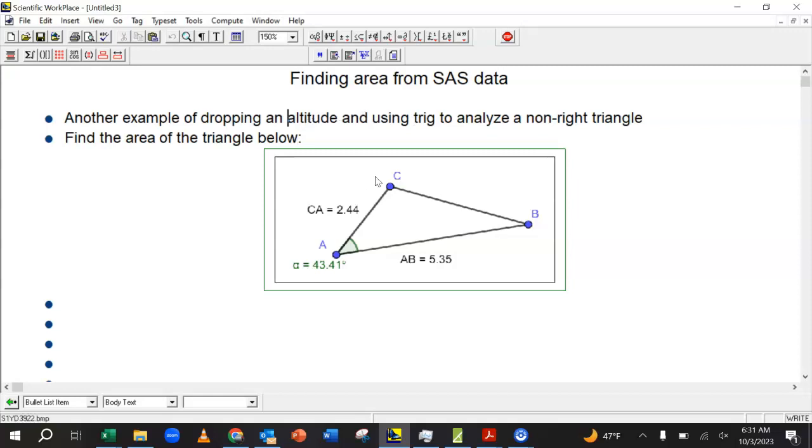So the task here is to find the area of this triangle. We know the angle at A, 43.41 degrees. I had the geometry software just measure these for me, so they're actually accurate. AB is 5.35 and CA is 2.44. We want to find the area of that. So we just drop an altitude, and we want to drop an altitude so that we get at least one right triangle where we know a side and an angle. And dropping it from C is totally going to work for that. So we're going to drop that from C.